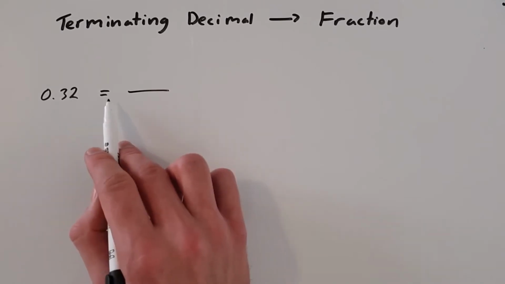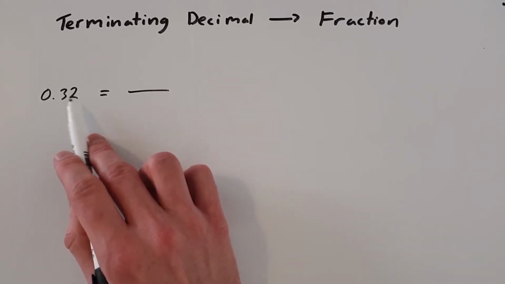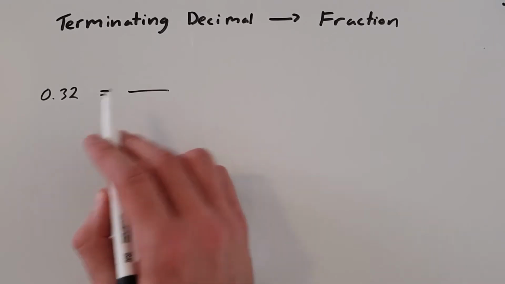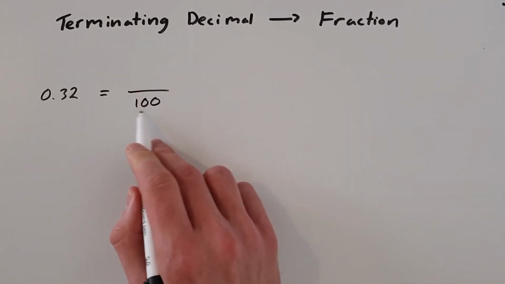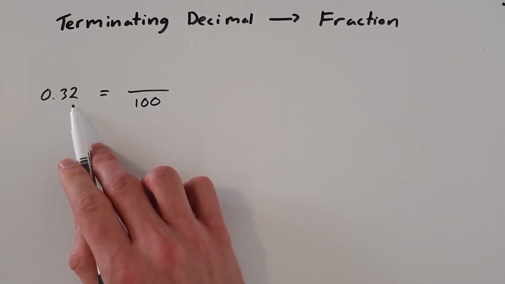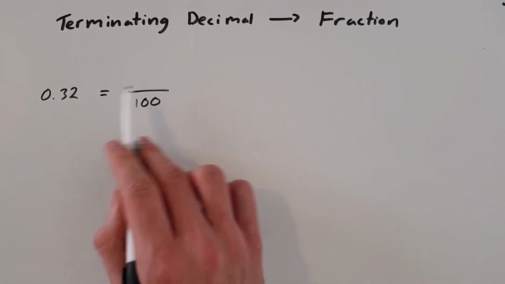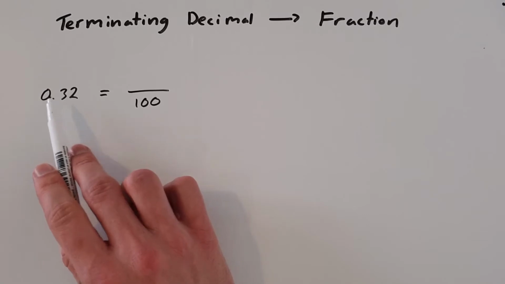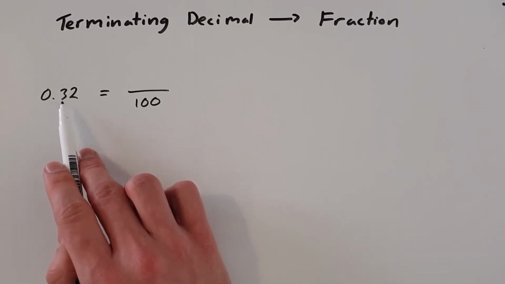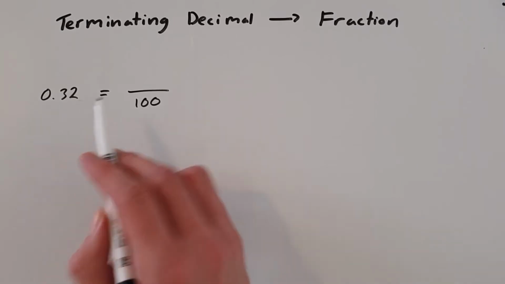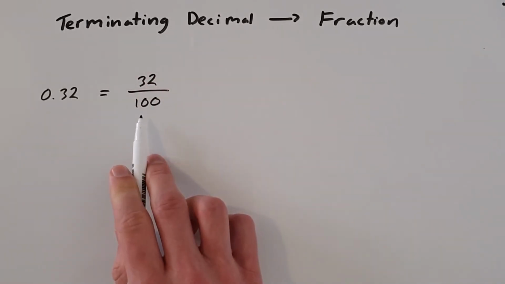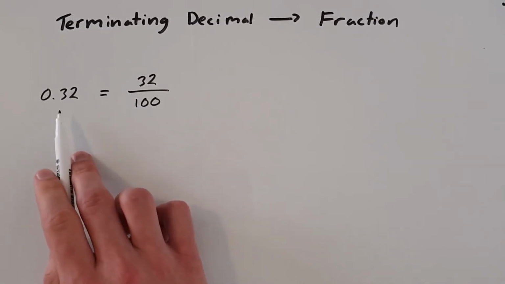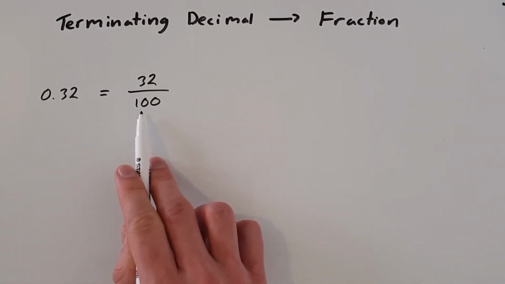So let's go and do that then. We've got 0.32, two numbers after the decimal point. So our denominator here would be 100, okay? Two zeros for two numbers. Then on top, what we'll do is we'll essentially get rid of the 0 point and we'll just keep the numbers after the decimal point. So we'll just keep the 32. Okay? And there we go, we've done it.